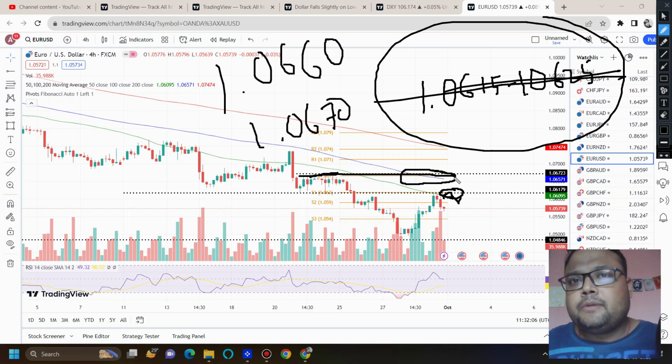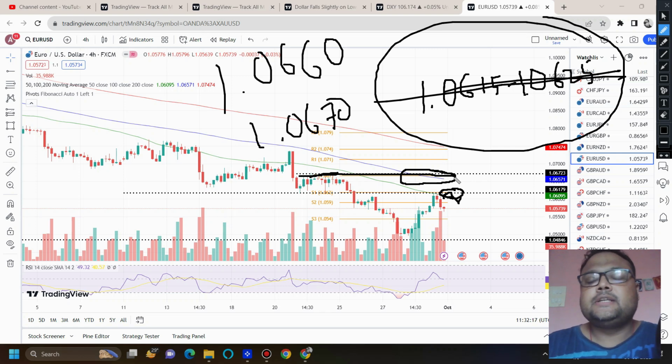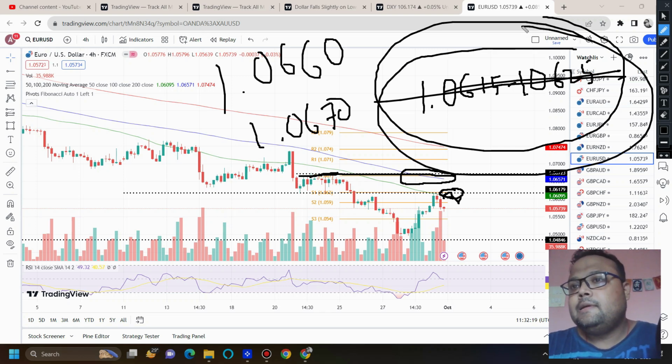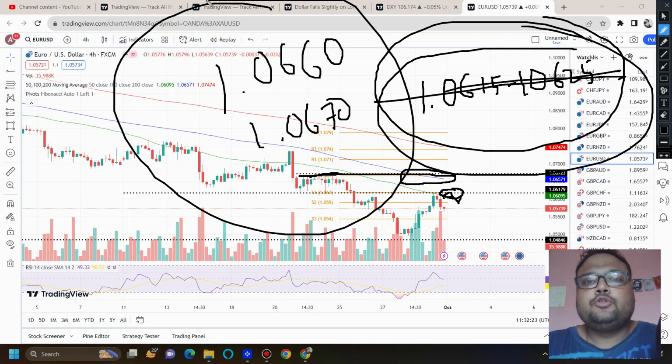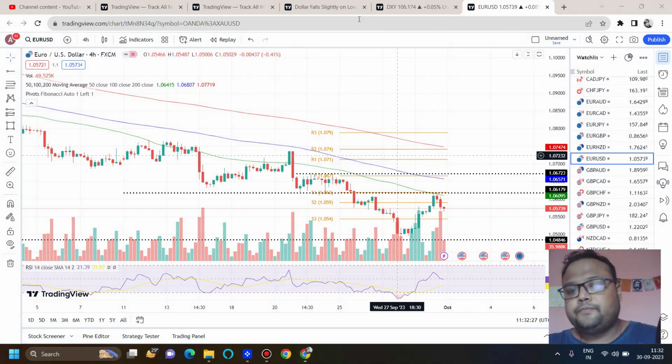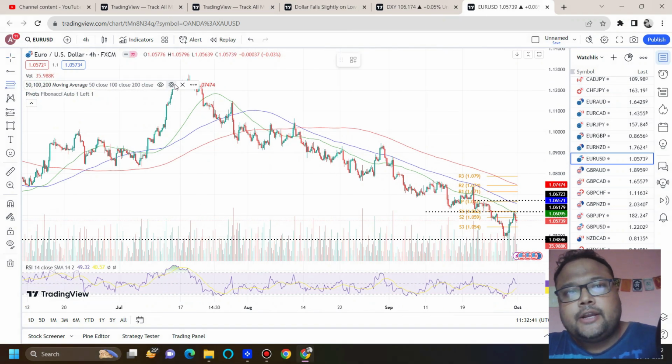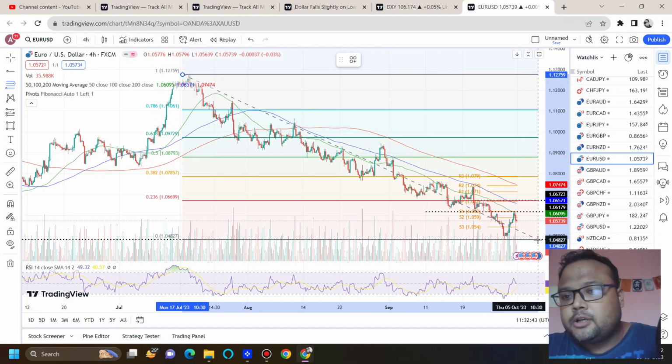But for entry purposes, a lower time frame is always better. So in this case, considering the trend of the market, we will be looking for sell opportunities. 1.0615, 1.0625 may work if the volatility of the market is low. Otherwise, our eyes should be on 1.0660, 1.0670.